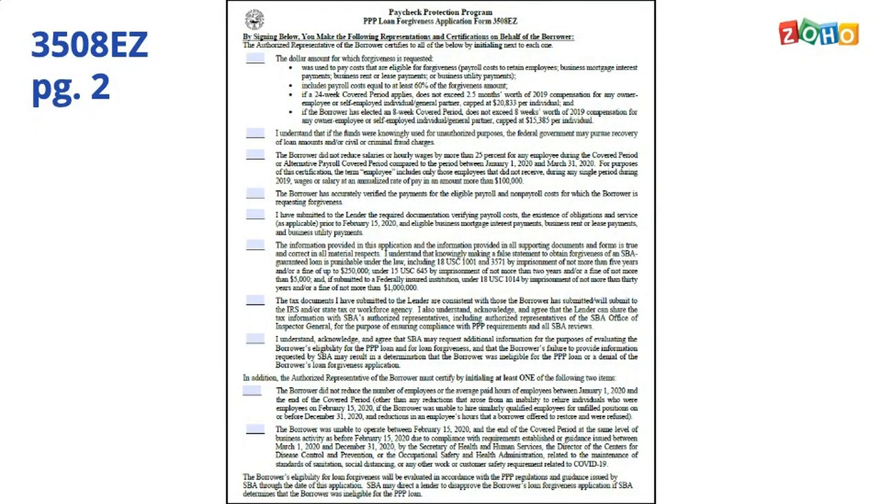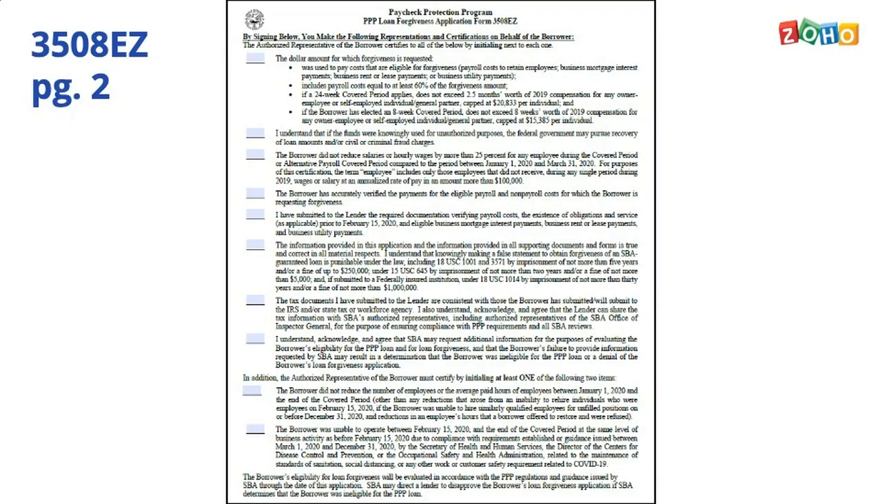If I could, I want to take you to page 2, and then Nathan, I'm going to come back to page 1. At the bottom of page 2, EZ, here are the qualifiers. I'm going to read these. In addition, the authorized borrower must certify, by initialing, at least one of the following two things.